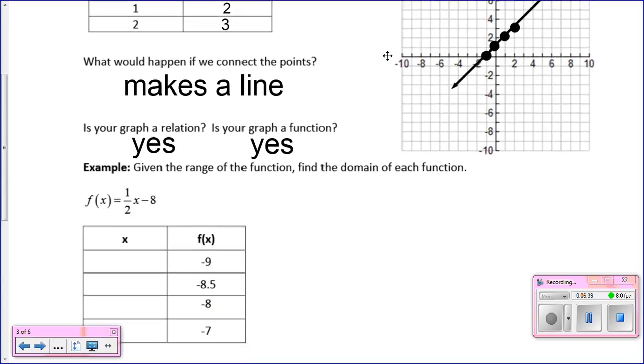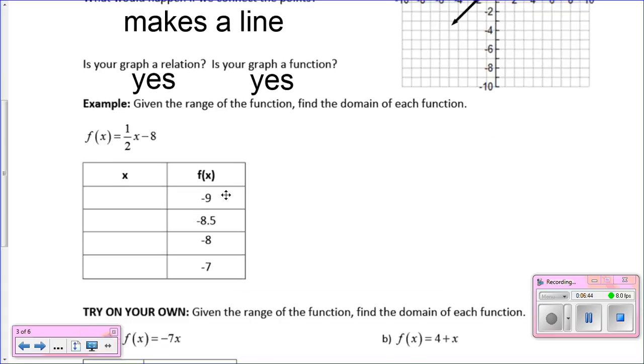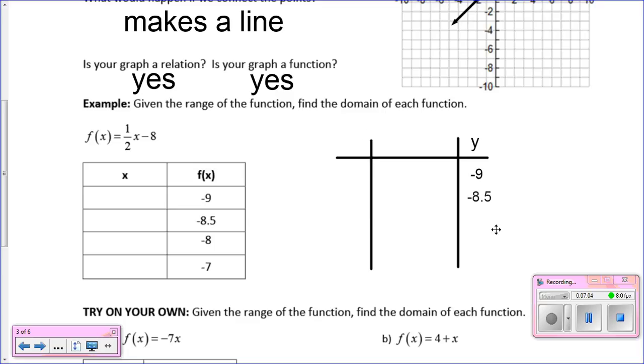Next example, given the range, find the domain of the function. So this is very similar to what we did before, except now they're giving us the y values, and we have to find the x. So instead of plugging these numbers into what x equals, we're going to plug it into what f of x equals, because f of x is the same thing as my y. So again, I'm making the table. They gave me the y values, or the f of x values, -9, -8.5, -8, and -7. I'm trying to find the x values for the domain.